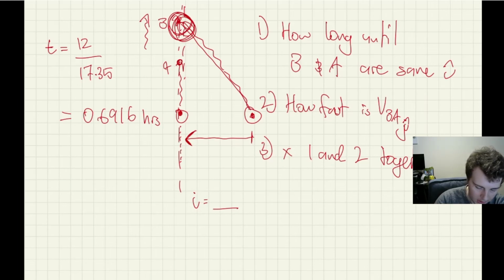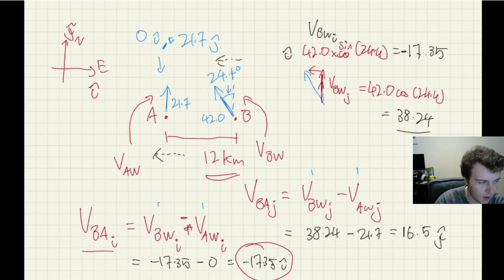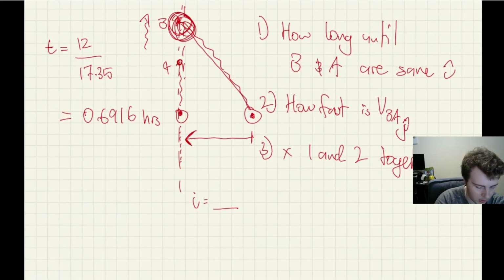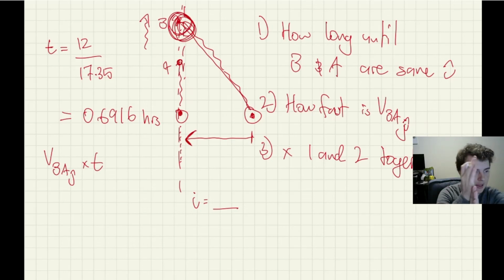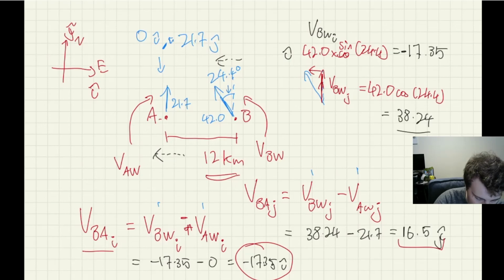That's how long it takes. Now question 2 is, how fast vertically is ship B going relative to ship A? And it's going 16.5 kilometers per hour relative to ship A in the up direction. So now what we need to do is answer question 3, right? The velocity of ship B relative to ship A in the J direction times the time taken to meet is the vertical distance we're looking for, because they started in the same vertical position.